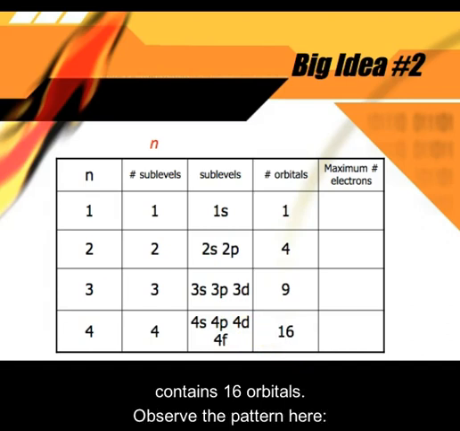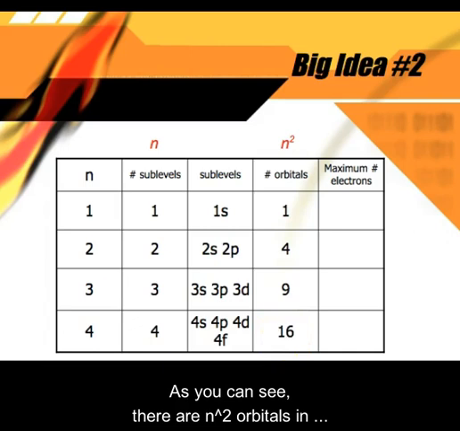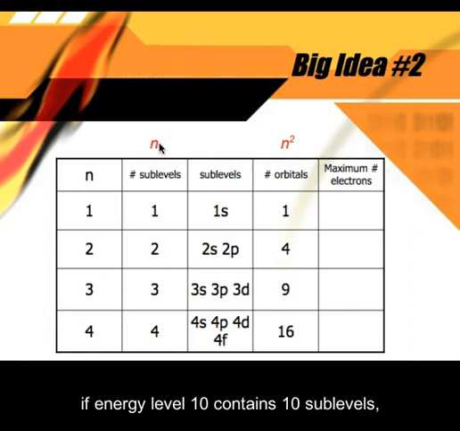Observe the pattern here. 1, 2, 3, and 4 sublevels containing 1, 4, 9, and 16 orbitals. As you can see, there are n squared orbitals in energy level n. Therefore, if energy level 10 contains 10 sublevels, how many orbitals does it contain? The answer is 10 squared, or 100 orbitals.